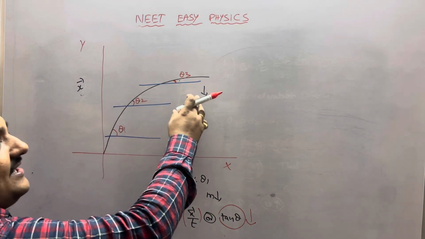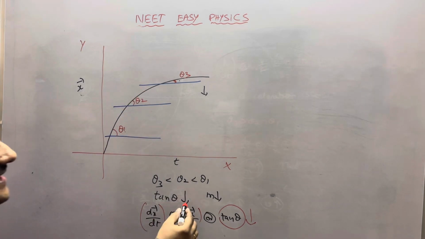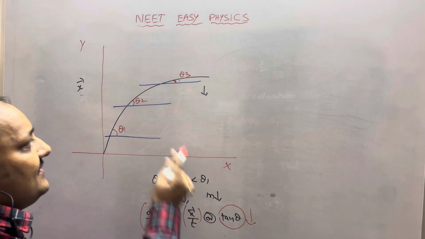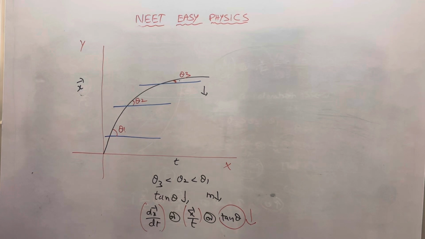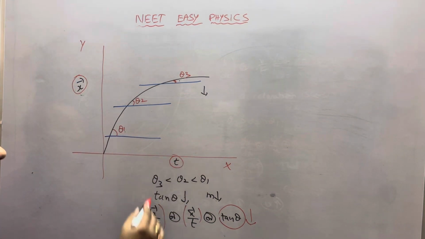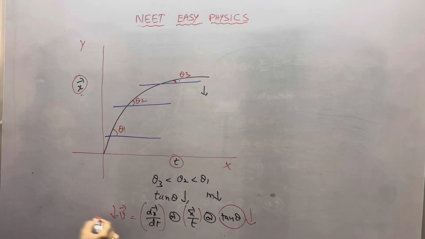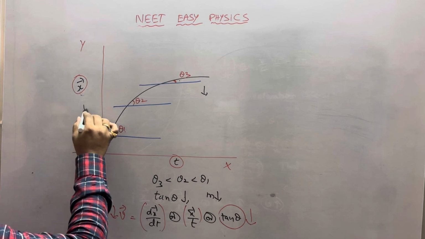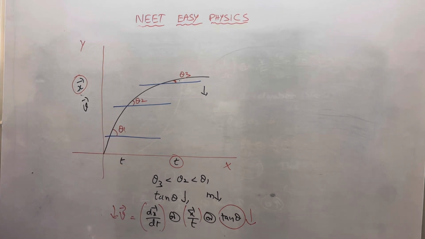First, is it increasing, decreasing or constant slope? Now theta is decreasing, therefore slope is decreasing, therefore this graph has decreasing slope. Decreasing slope means whichever values you are going to take, that slope is giving dx by dt, which is velocity. Now velocity is going to decrease. Let us assume on the y-axis we are taking velocity, x-axis time.